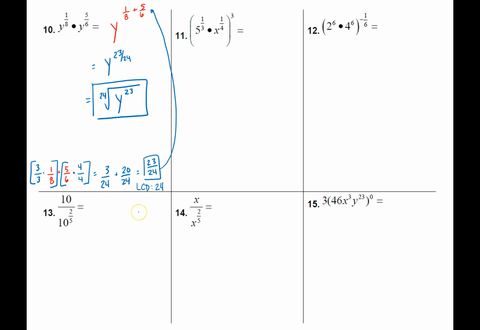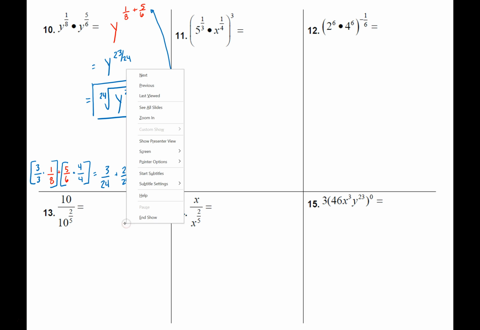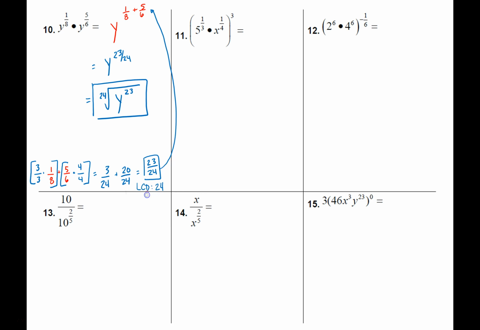Let's look at the next one. This one looks like it has a lot going on. A couple of things to notice. The bases are not the same in this one, so I can't add together those exponents. They are, however, in a quantity that's raised to a power of 3. So I'm going to take each base with its exponent and raise that power to a power, which means I'm going to multiply. So let's write that down.